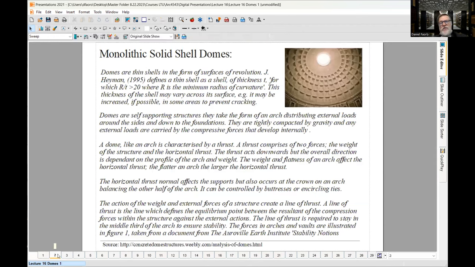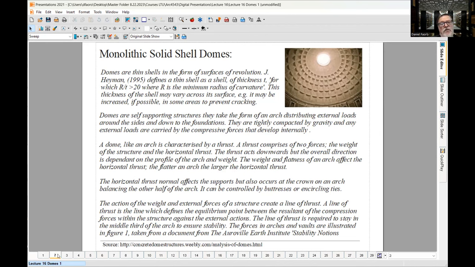So one of the first types of domes is a monolithic or solid shell dome. They're typically made of concrete. They're defined as a thin shell, a shell of thickness T, where the radius that generates the shape divided by T is greater than 20, and R is considered the minimum radius of curvature. The thickness of the shell may vary across its surface because forces are changing in magnitude. Typically, the forces are less at the top because the system is not carrying as much weight, but they're more at the bottom because more loads are being transferred to the bottom, so thickness tends to increase.